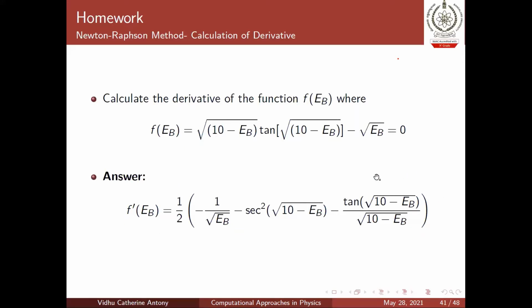Lecture 4 had no homework. Lecture 5 has a homework. So you had only 4 homeworks so far. Lecture 1, lecture 2, and lecture 3 had homeworks, and I think you would probably be done with 3 today. Lecture 5 would have another homework, which is to calculate the derivative of this function f(E_B).